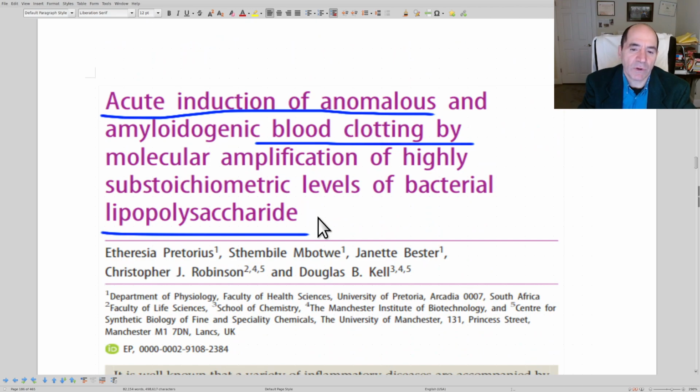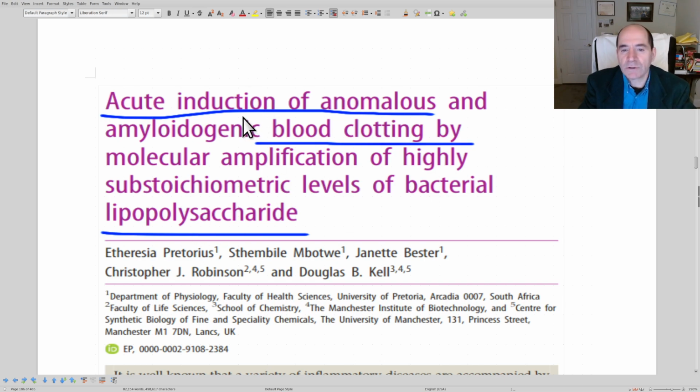Okay, now I've got to show you a bunch of papers. Just for those of you who are curious, like I said, the first step would be go on the internet and watch videos about Douglas Kell and Etheresia Pretorius, okay? Because you'll be amazed at how smart these two are. And here's just a typical paper: Acute induction of amyloidogenic blood clotting by bacterial lipopolysaccharide. So that's what we just talked about.